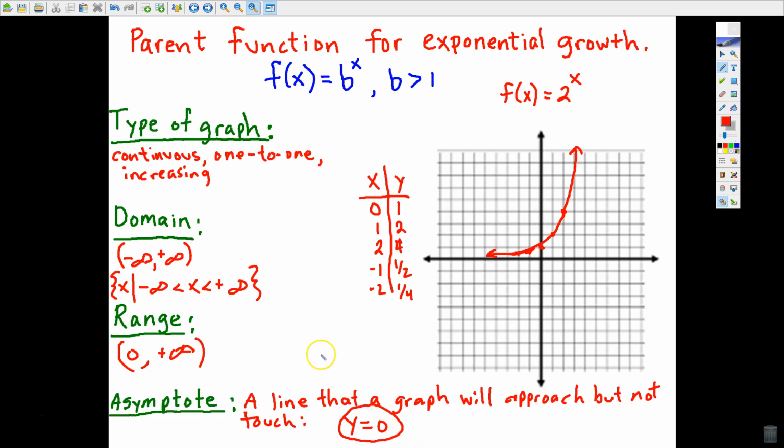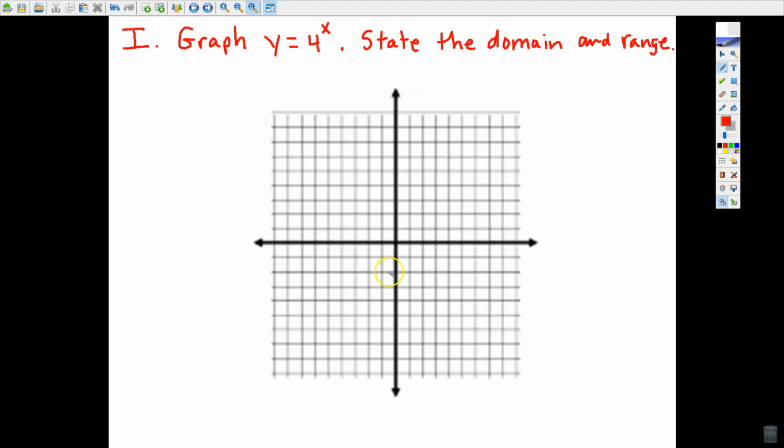Okay, so we've looked at what exponential growth looks like. So let's do some more examples like your homework will ask you to do. So again, make sure that you show me the table, and you can use those same 5 inputs. That makes it pretty easy.